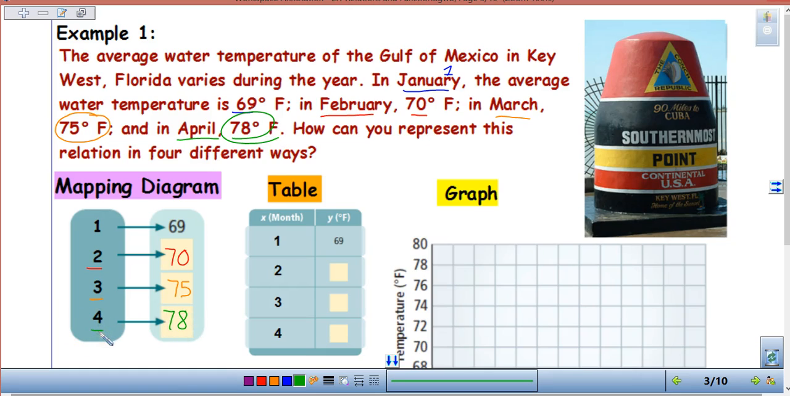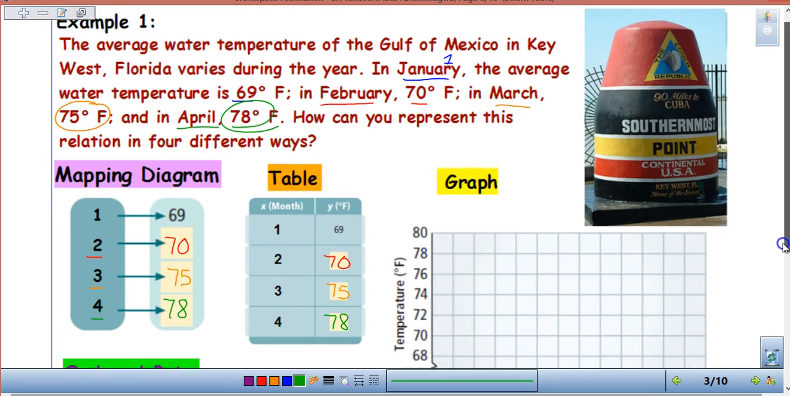Well, a mapping and table are very similar. You notice the biggest difference is the mapping has the arrows where the table does not. So now we just take those numbers and we insert them into a table. So we have 70, 75 in March, and then in April again we have 78. So again, mapping and table very similar. We're used to tables. Mapping, you just have to add the arrows to it.